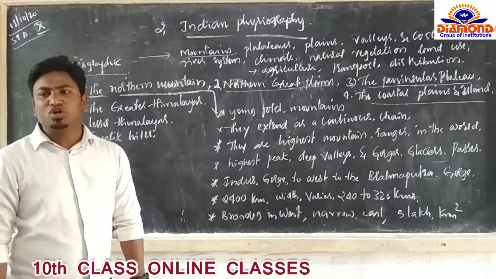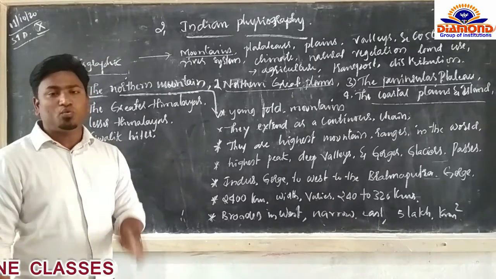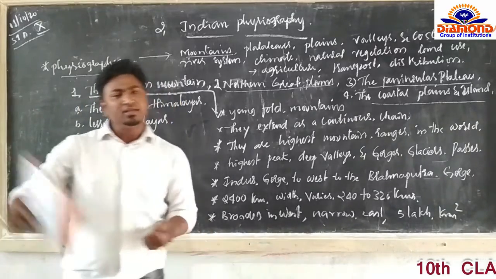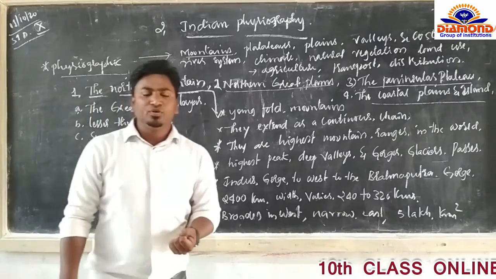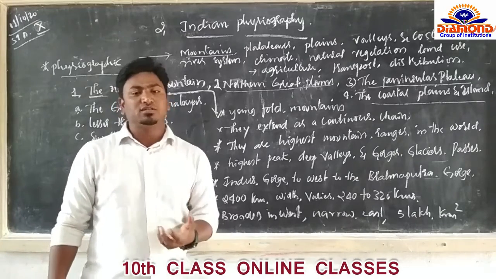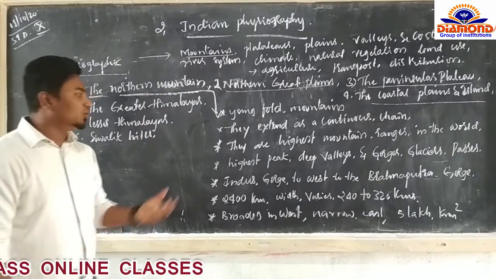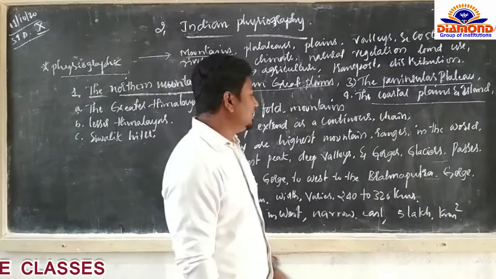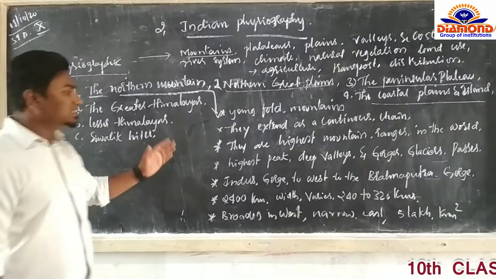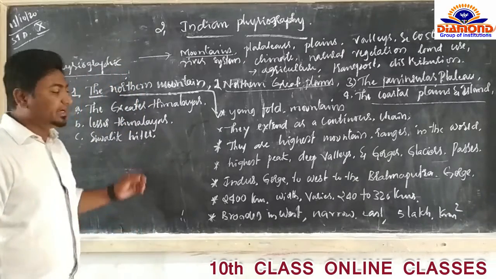The northern mountains are called the highest mountain ranges in the world. These mountains took birth in the later part, but they have crossed the level and reached the highest peak in the world. We are at the number 1 position. That is the glory of Indian physiography, that this highest mountain range belongs to India.